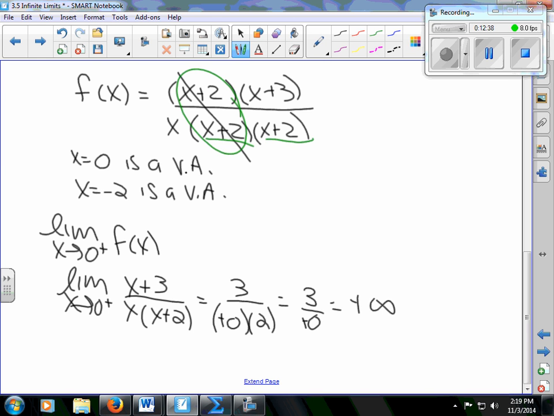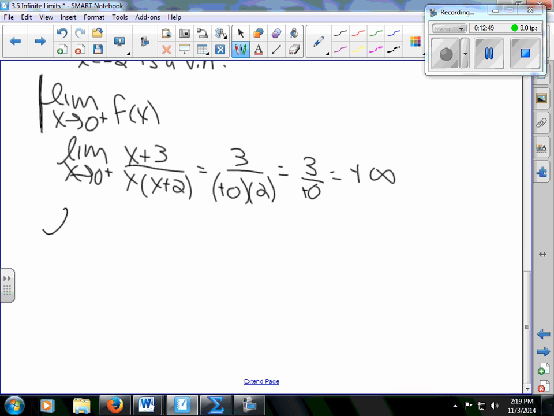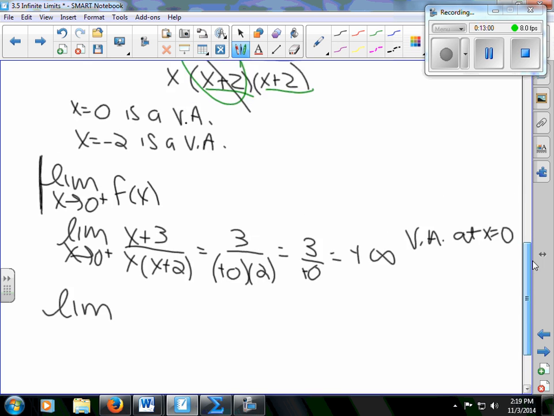I'm going to need to see a limit when I ask you to find vertical asymptotes. Let's do the other one. And so here you would say vertical asymptote at x equals 0, sorry. Let's do the other one, the one that was weird because it also canceled.